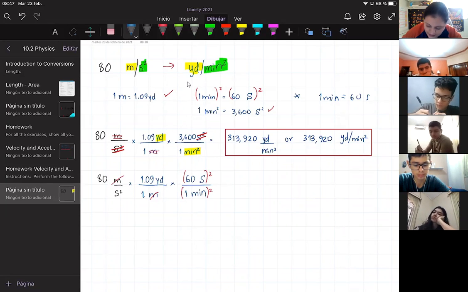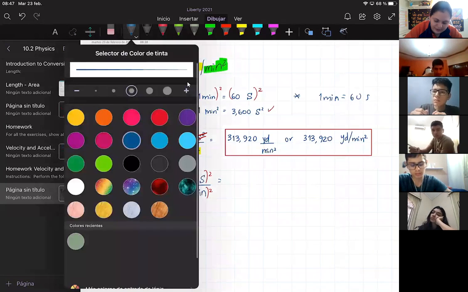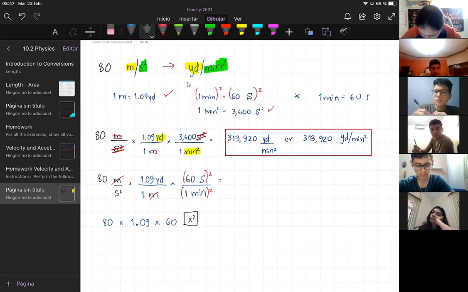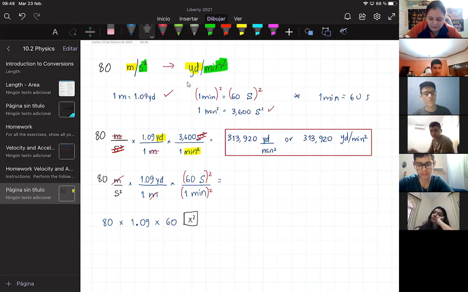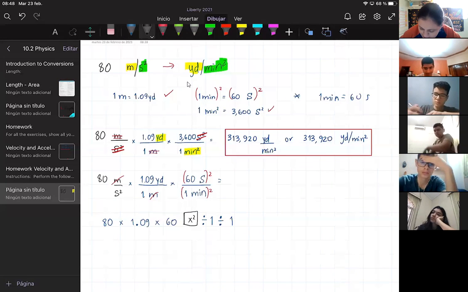And in your calculator, what you're going to do is just multiplying 80 times 1.09 times 60, and then you have to press the square key like that, and then divide by everything that is below. It's just dividing by 1, but it's okay. It's going to give you the same answer.